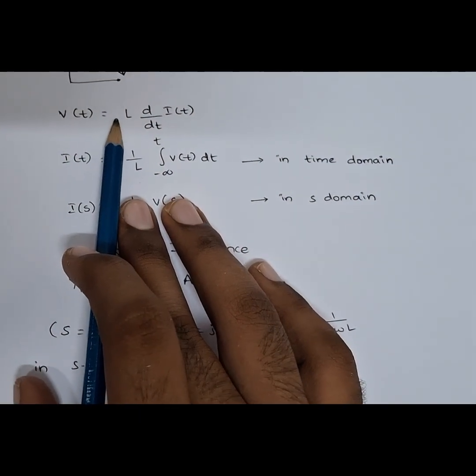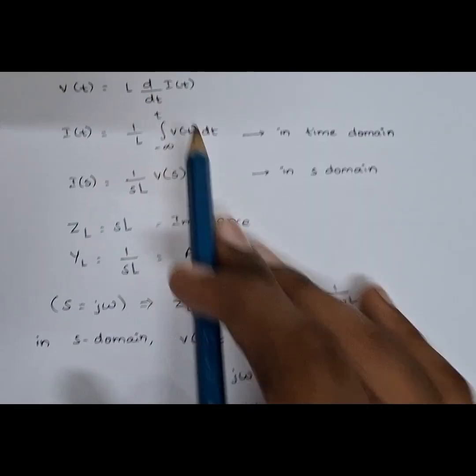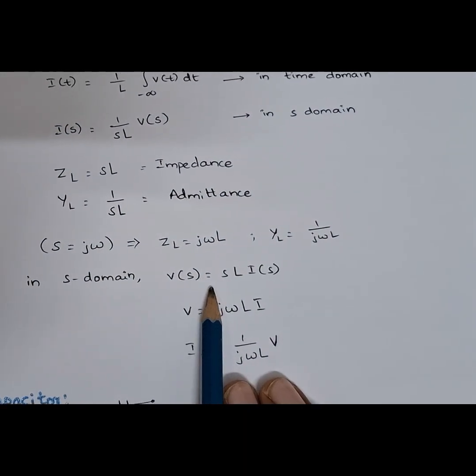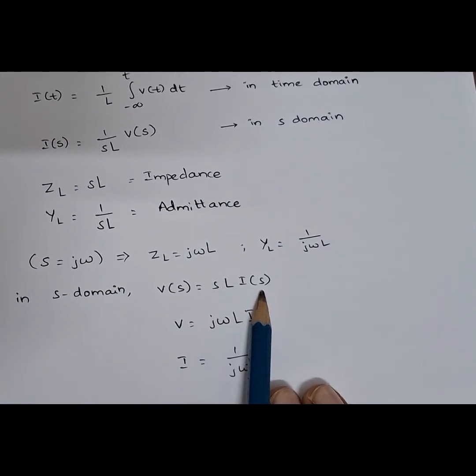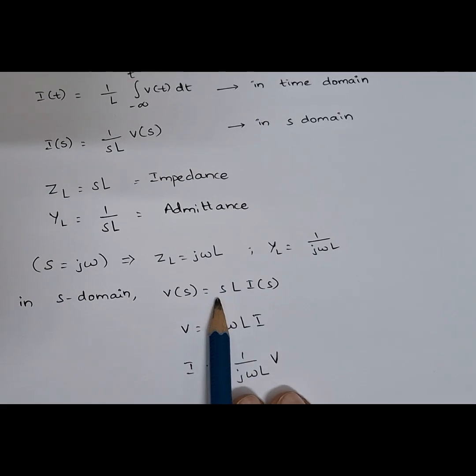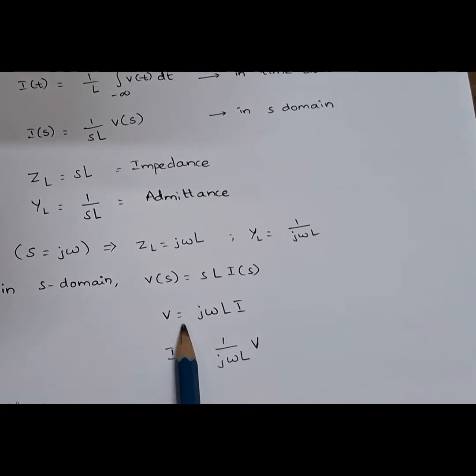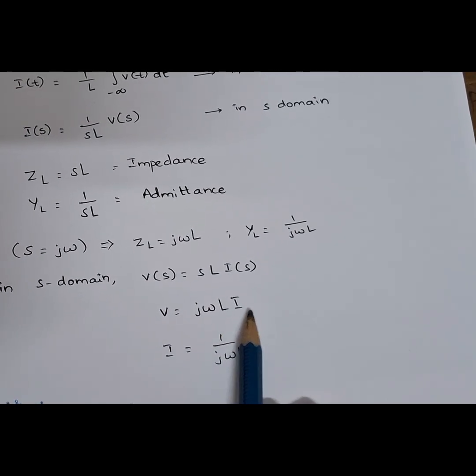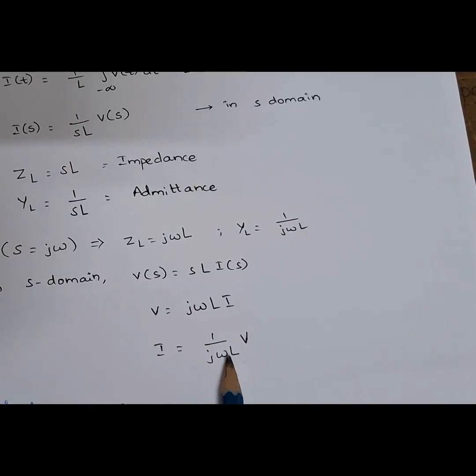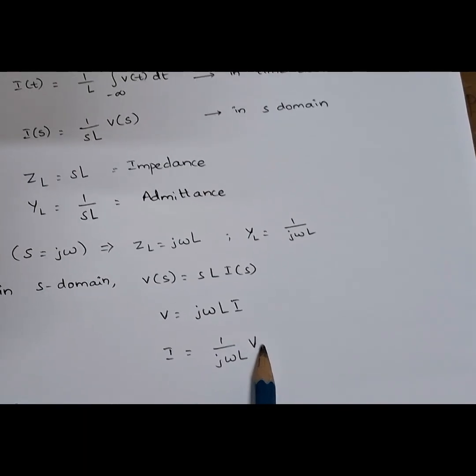In time domain, voltage V of t is L into d by dt of I of t. But in the S domain, V of s equals S L into I of s, where we know that S is j omega, so we are writing V equals j omega L I, where current I equals 1 by j omega L V.